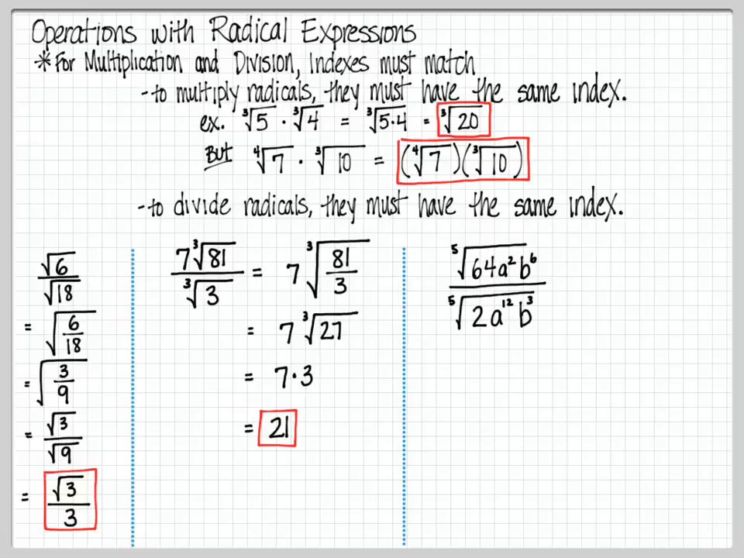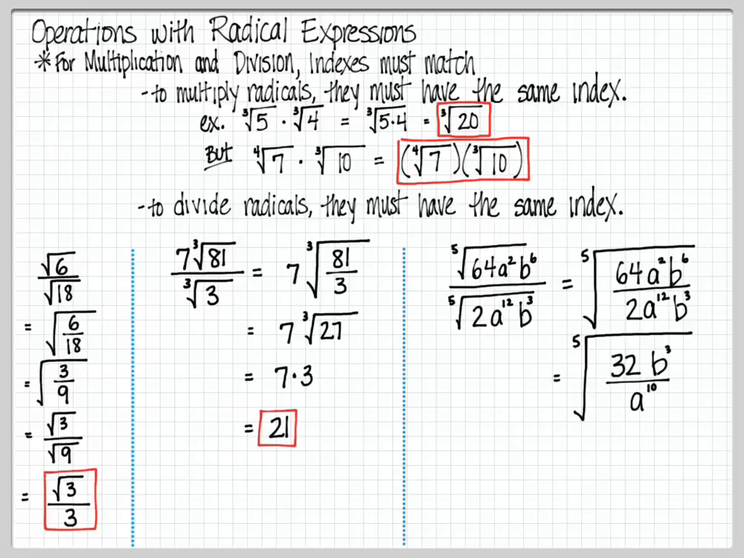So since they're both of an index of 5, I can write them all under one radical and then simplify that fraction, which is a type of doing part of the division. And I end up with, under the fifth root radical, I've got 32b cubed divided by a to the 10th. And I need to figure out how to simplify that. I need to know if there's a fifth root for that.